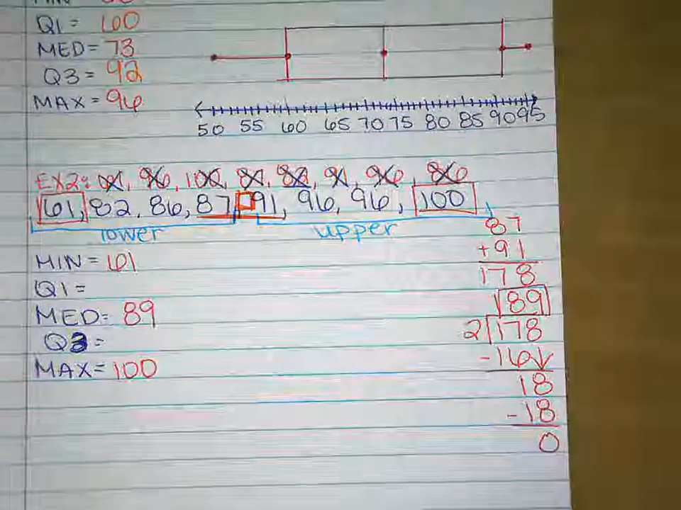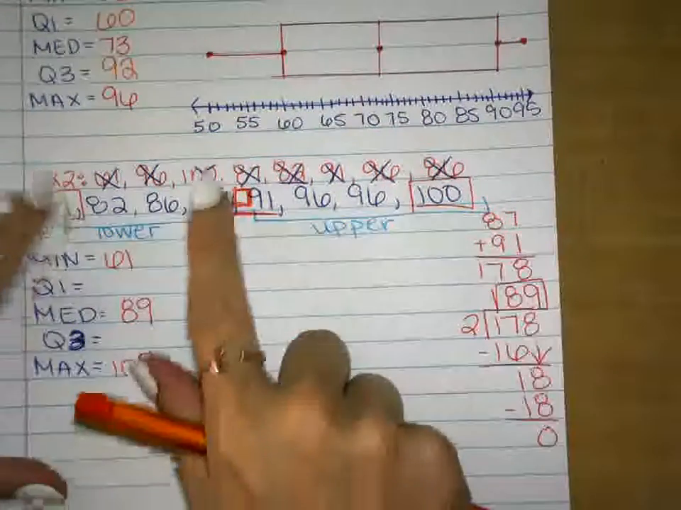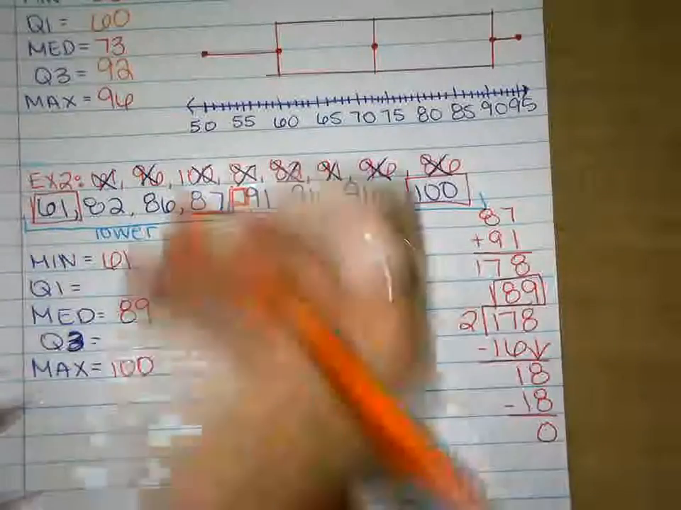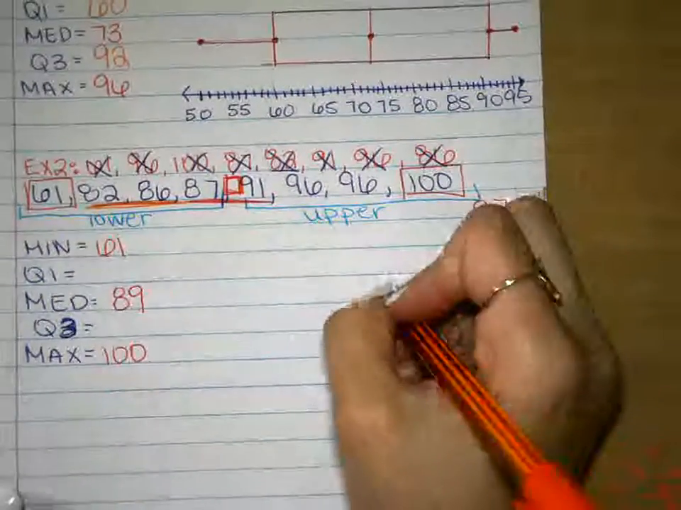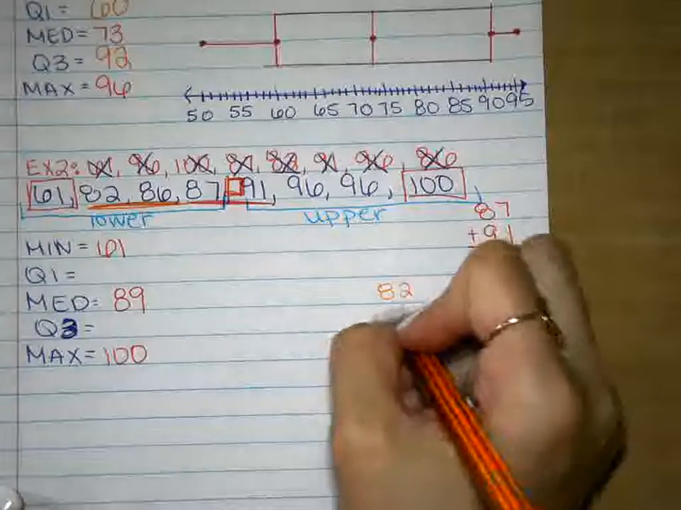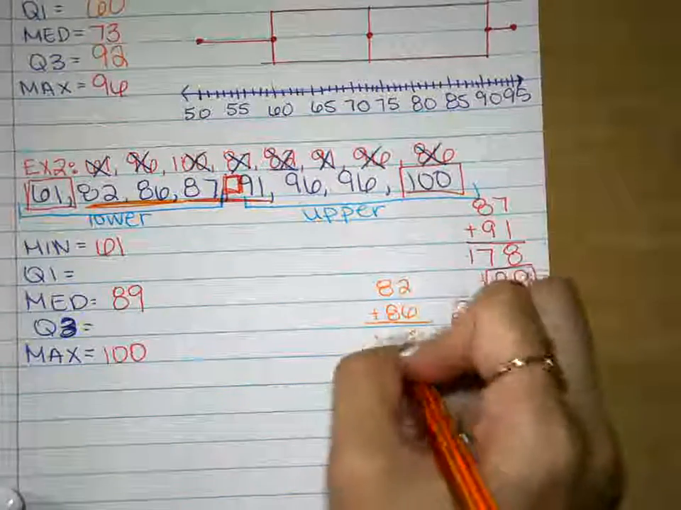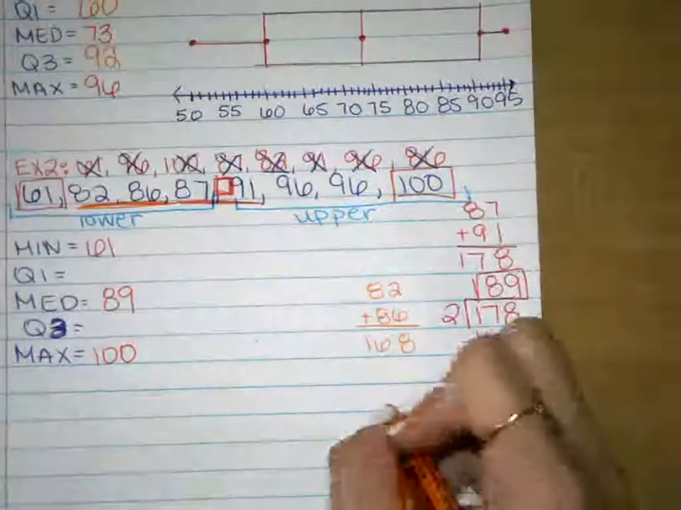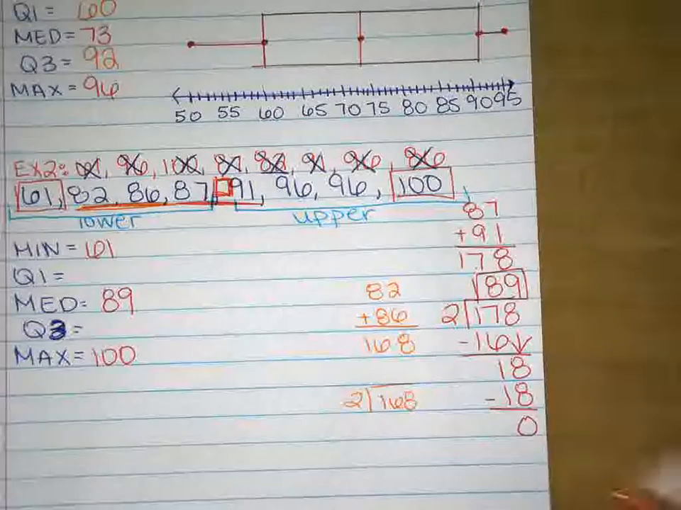And I need to find the quartile, the medians of the lower set and the median of the upper set. So front, back, I'm left with 2. So once again, I need to add 82 plus 86. 6 plus 2 is 8. 8 plus 8 is 16. I need to take 168 and I need to divide it by 2.